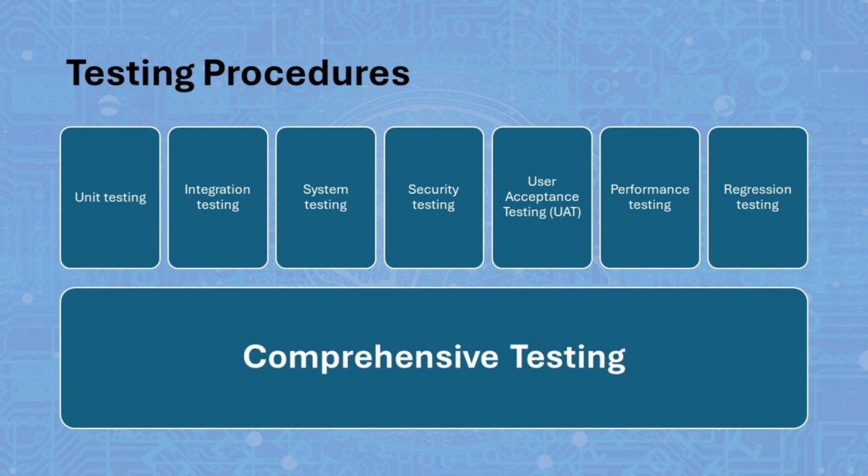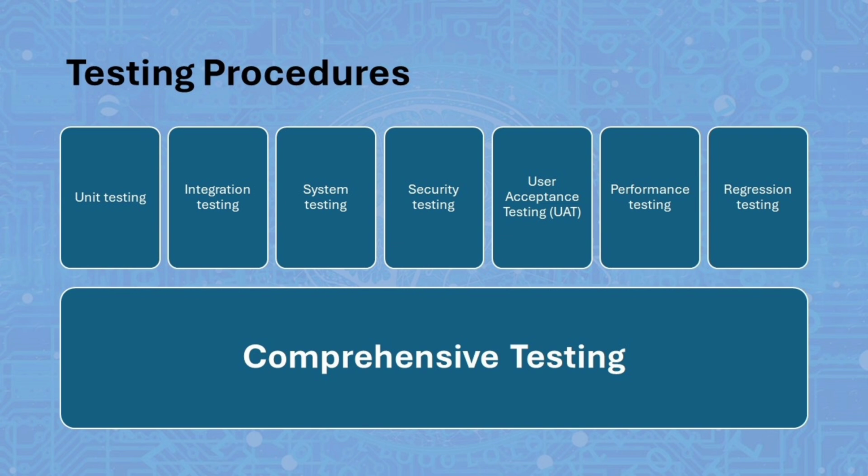Testing procedure. Testing is a critical phase to ensure the system works correctly and securely. Testing procedures include unit testing. Verify the functionality of individual components using frameworks like JUnit or PyTest. Integration testing. Ensure that integrated components work together using tools like Selenium or Postman. System testing. Validate the complete system against the requirements through a comprehensive test plan.